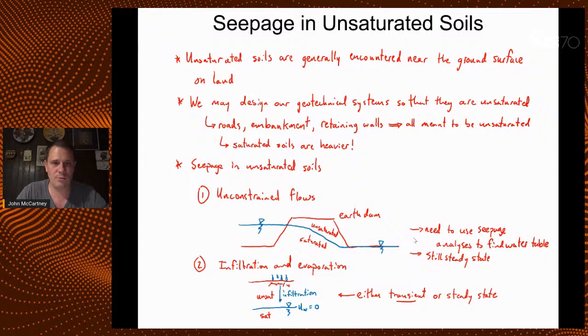This is a few slides later in that same lecture, where we've talked about seepage already and how to solve that using flow nets and other things. And we start talking about unsaturated soils. So we want to look at both unconstrained flow conditions, like if we have water flow through a dam, as well as infiltration and evaporation from an unsaturated soil layer.